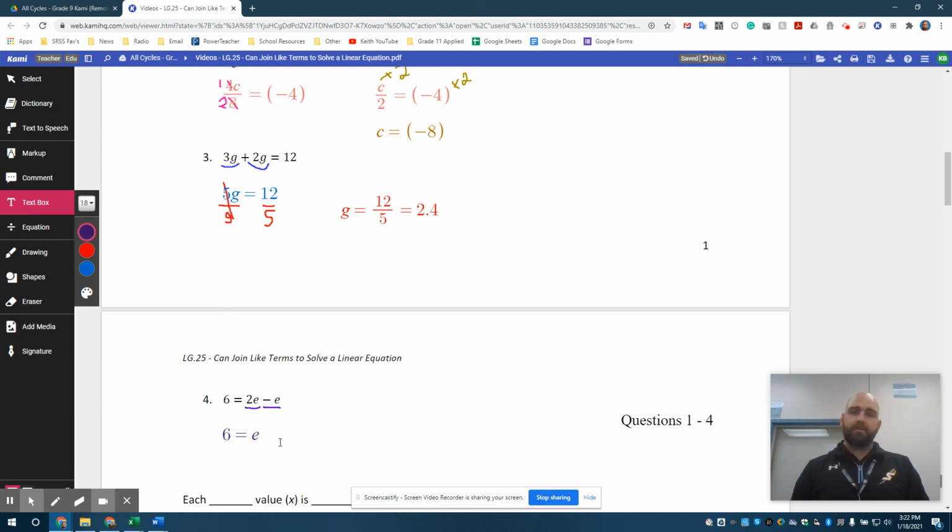Now for your assignment on this little part here, I want you to work on questions 1 through 4. Questions 1 through 4 are solving. If we have decimals, you can gladly use a calculator. If you have really big numbers, you can use a calculator. For smaller numbers, please try to do it without using a calculator and solve it using mental math.